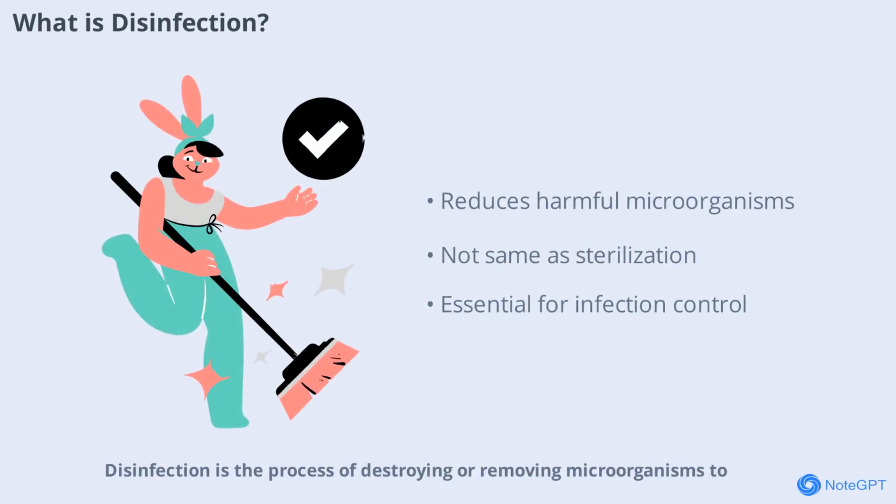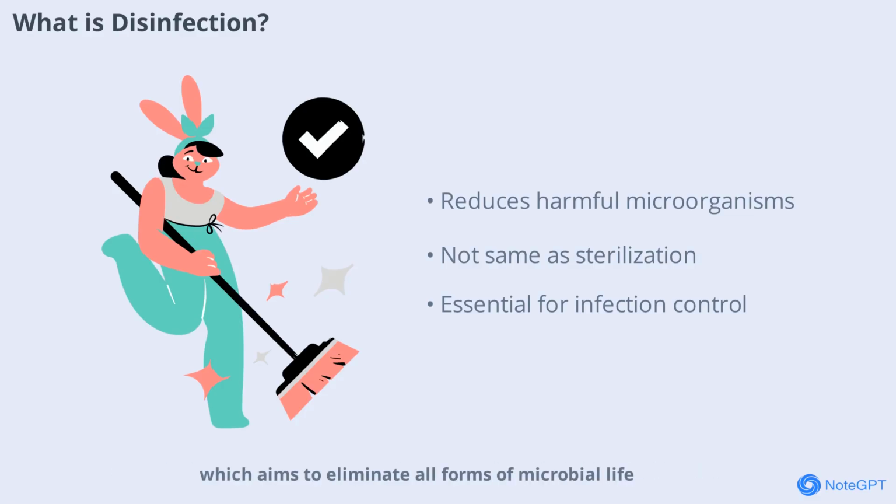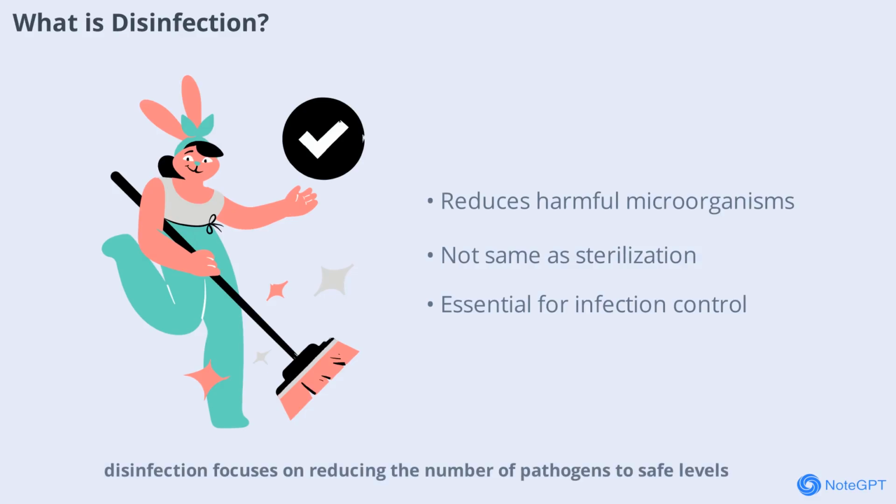Disinfection is the process of destroying or removing microorganisms to a level where they are no longer harmful to health. Unlike sterilization, which aims to eliminate all forms of microbial life, disinfection focuses on reducing the number of pathogens to safe levels. This process is vital in hospitals, laboratories, and even at home, especially during outbreaks of infectious diseases. Disinfection helps prevent the transmission of bacteria, viruses, and fungi, ensuring that surfaces and objects are safe for use.